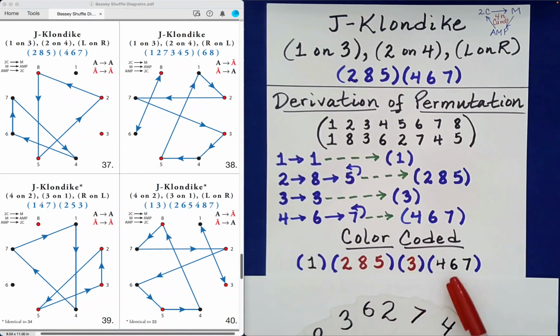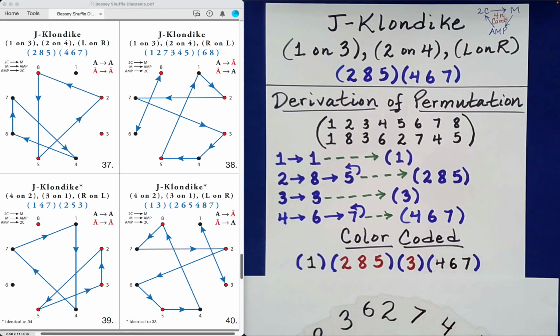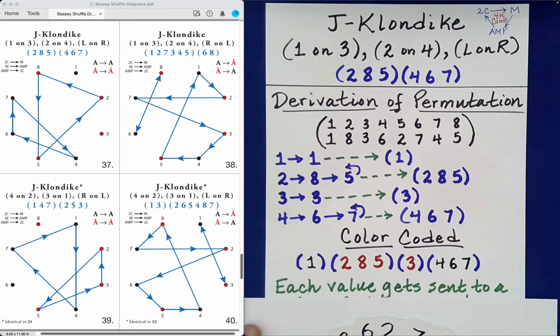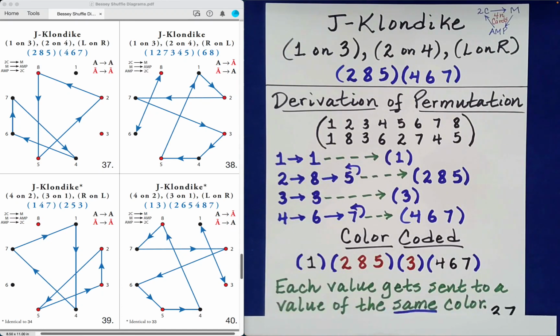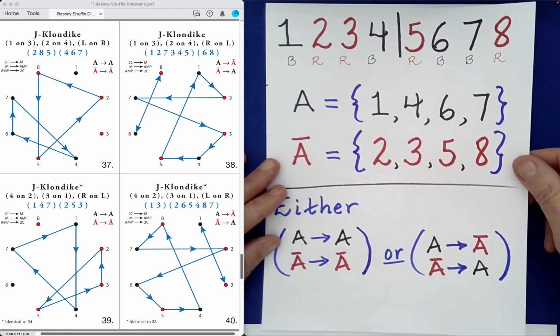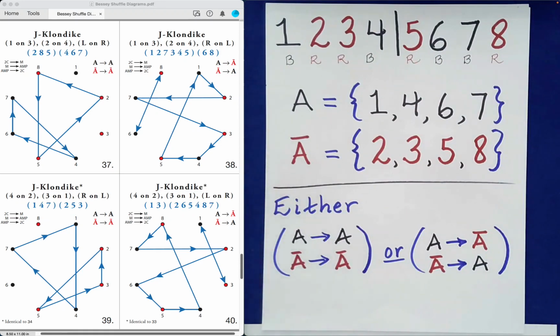It's a fixed point. Black 4 goes to black 6, which goes to black 7, which wraps around to black 4. So here we can see that inversion has not occurred. Each value gets sent to a value of the same color. And so once again, when that happens, we say that the Bessey sequence form has been preserved.